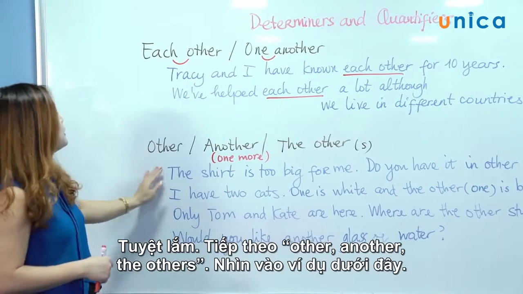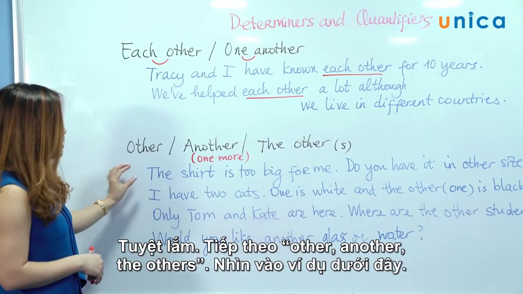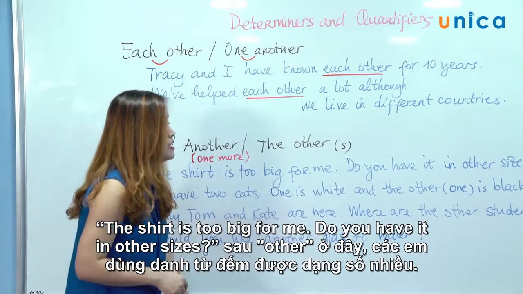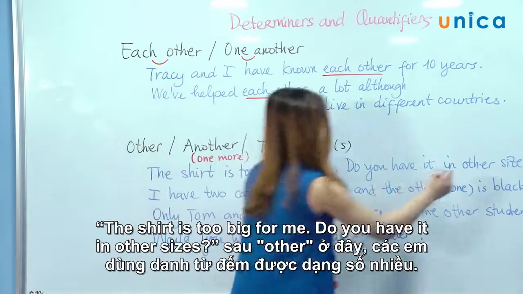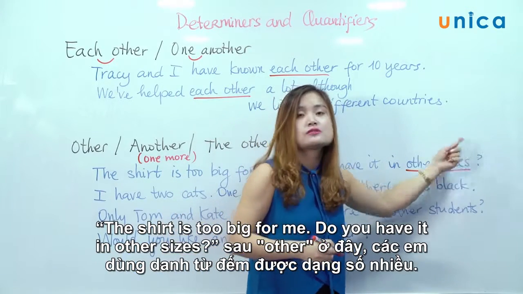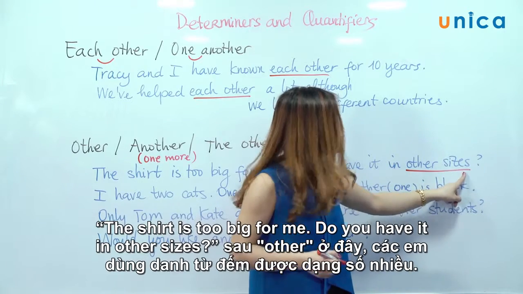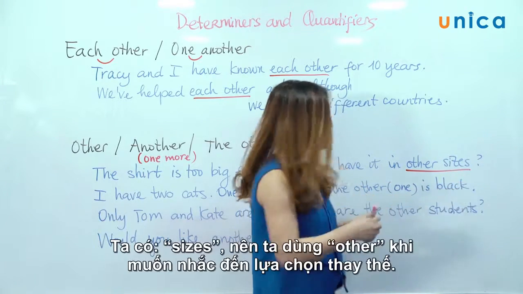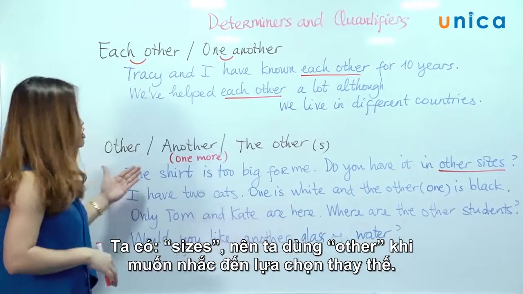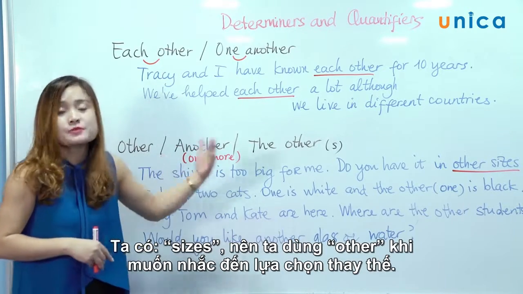And the next one, other, another, the others. Okay, let's have a look at the example here. The shirt is too big for me. Do you have it in other sizes? So after other here, you have to use a countable noun in plural form. So we have sizes. So we use other if you want to show alternative options, or additional options.